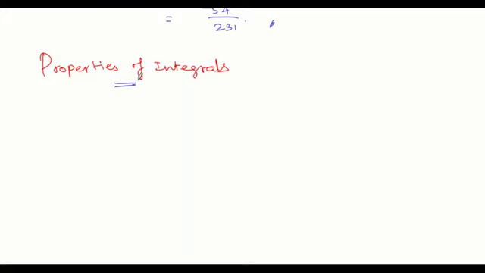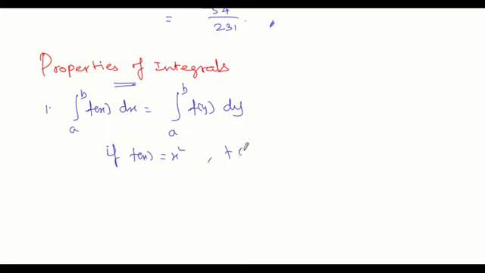So the properties of integral are very much necessary. The first property, dummy variable property. So that means integral a to b f of x dx is nothing but integral a to b f of y dy. What does it mean? Only the variable is changing, the function remains the same. So if I consider f of x is equal to x square, f of y is equal to y square only. Here you are integrating with respect to x, there integrating with respect to y only. So you'll be getting the same answer.